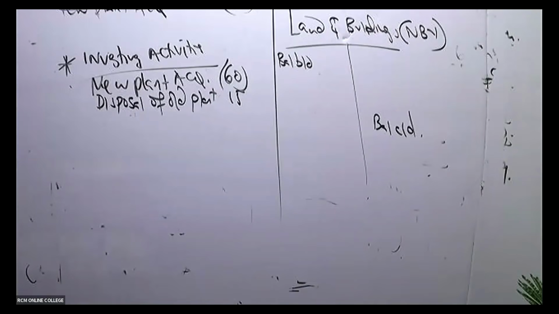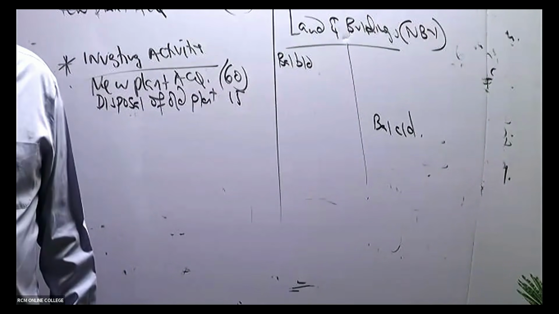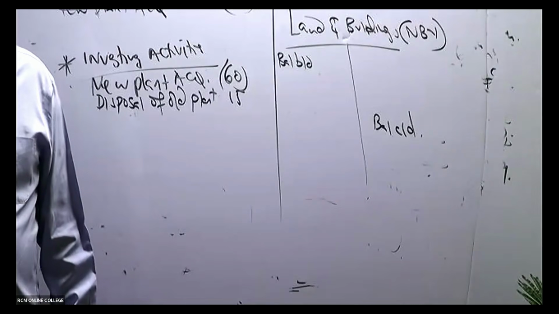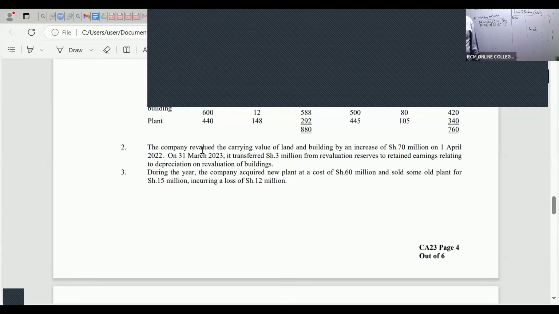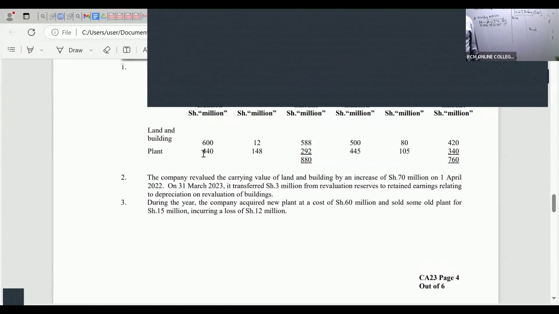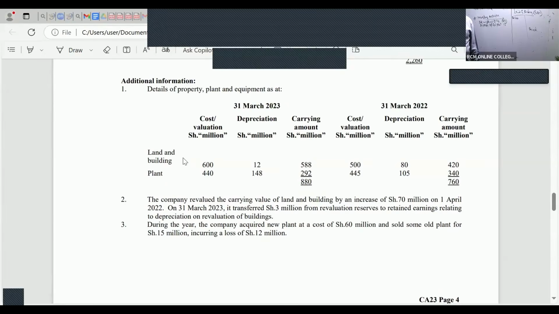So on land and buildings, is there somebody who is able to see land and buildings? Balance brought forward. You see land and buildings here. Balance brought forward is what we came with in 2022. In 2022, you can see we have 420, isn't it? 420. And then the closing balance.